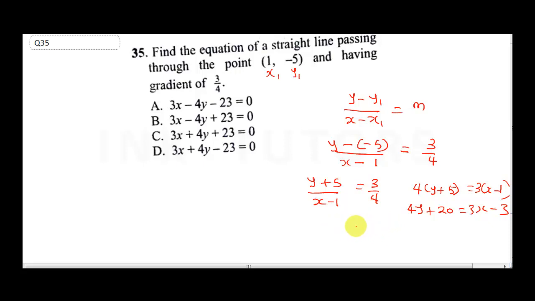So this is going to be 0 is equal to 3x. Bring 4y over, it's going to be minus 4y. Bring plus 20 over, is going to be minus 20 minus 3. So this is going to be 0 is equal to 3x minus 4y minus 23. So this is our final answer. That means 3x minus 4y minus 23 is our final answer. So A is the correct option.